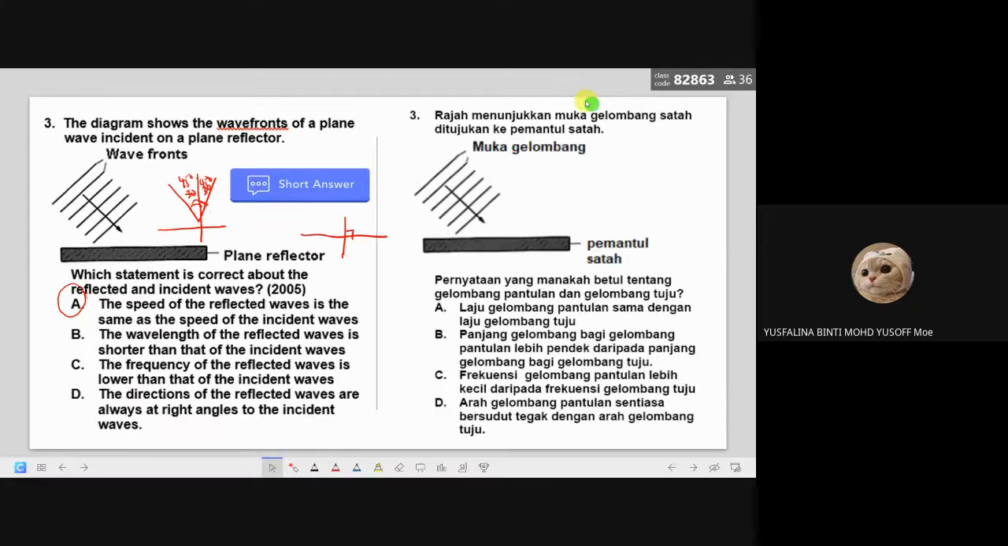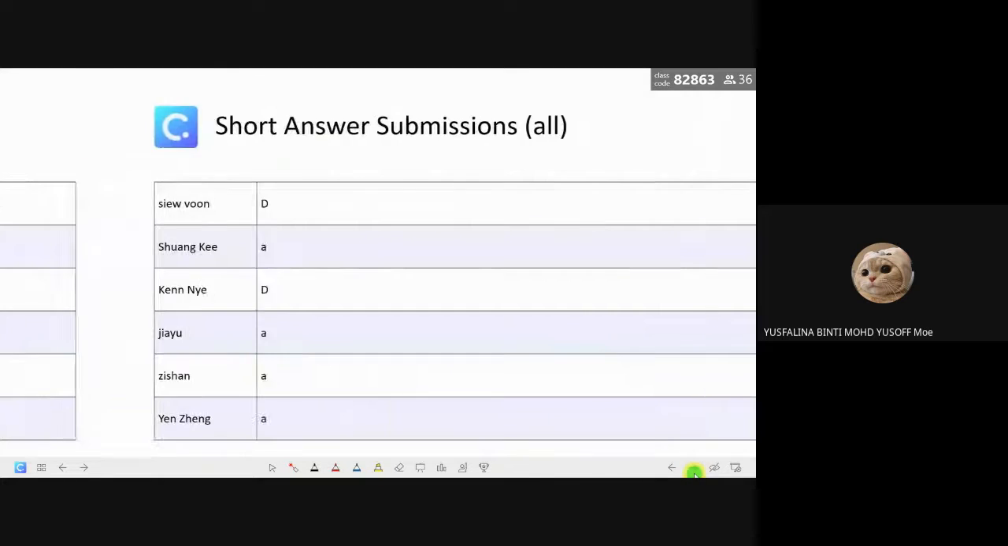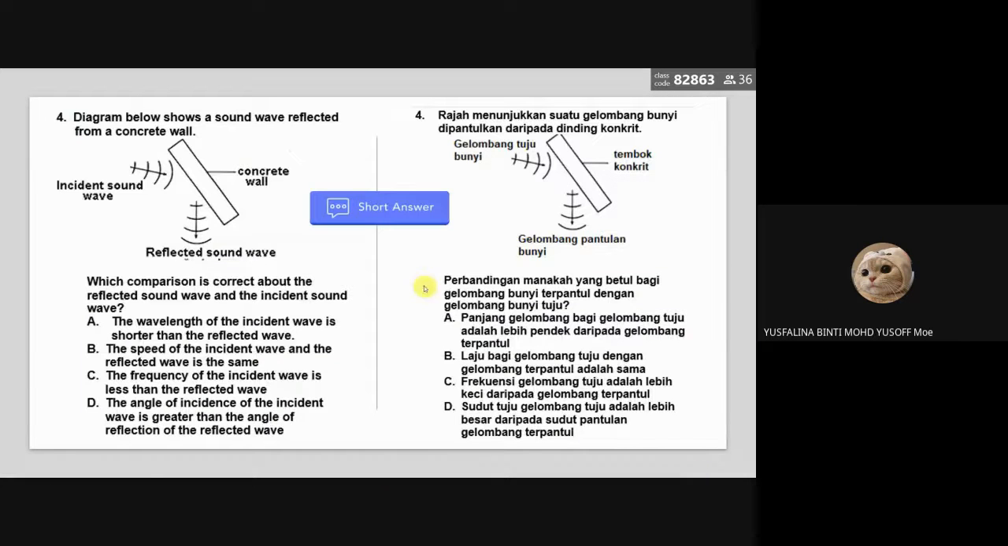Okay, so I hope you are clear about that one, about the angle. Okay. Alright, so let's see about this one.